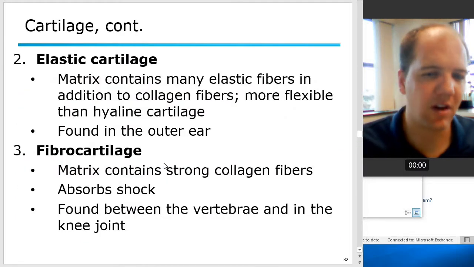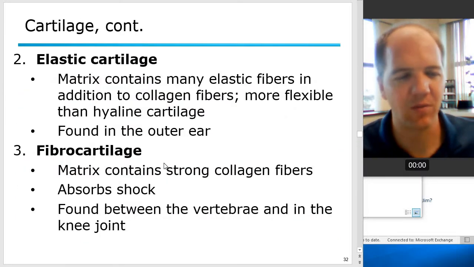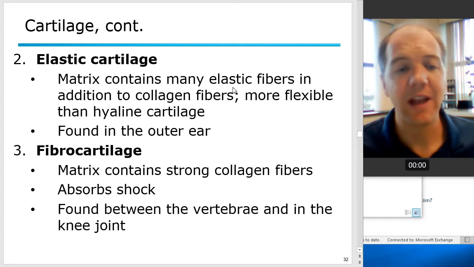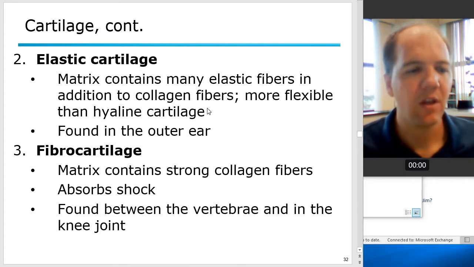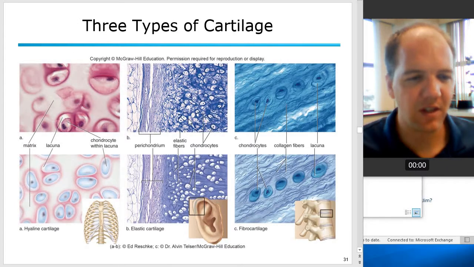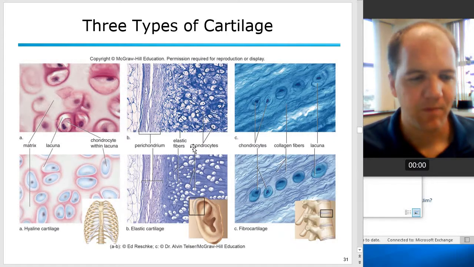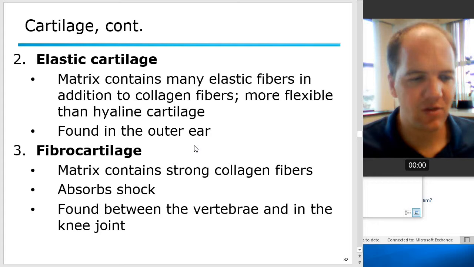So here's elastic cartilage. So let me get to this, and then we'll go back to that picture. It has elastic fibers, which makes it more movable, and a good place to find this is in our ear. So here you can see, again, the chondrocytes in these little spaces, and all the fibers packed around. And then finally we have fibrocartilage.